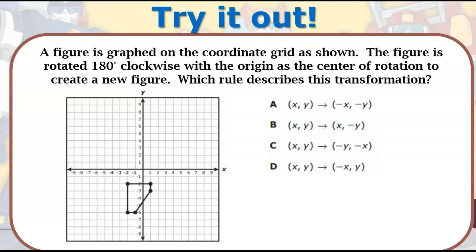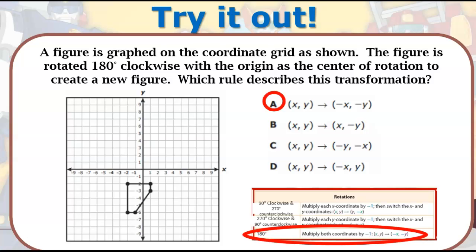Try another one out. A figure is graphed in the coordinate grid as shown. The figure is rotated 180 degrees clockwise with the origin as the center of rotation to create a new figure. Which rule describes this transformation? All right, so our rule for a rotation of 180 degrees is (-x, -y). So the answer is A. Rotations are very hard to draw, so it is very important that you memorize your rules for those rotations specifically.